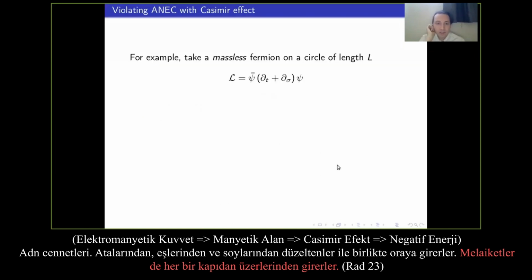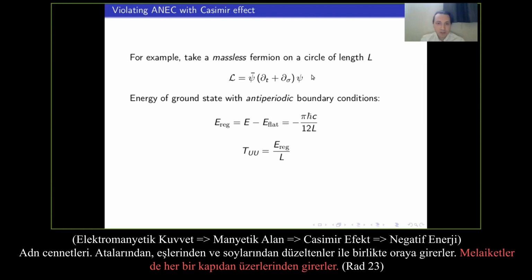So let me remind you what the Casimir effect is by an example. Suppose we have a massless fermion on a circle of length L, so just in 2 dimensions, and we impose antiperiodic boundary conditions and compute the difference between the energy on the circle and the energy in flat space-time. This energy difference is actually UV finite, and it equals this. It's negative, and it leads to the following non-null component of the stress energy tensor. So this is precisely what we want.